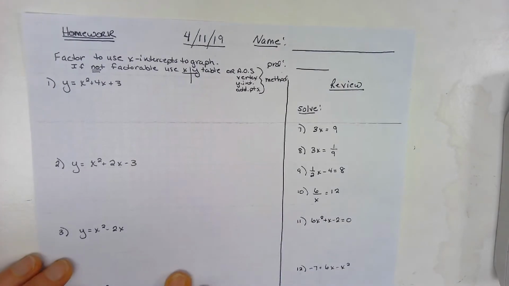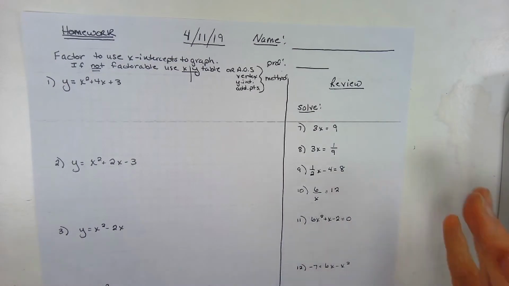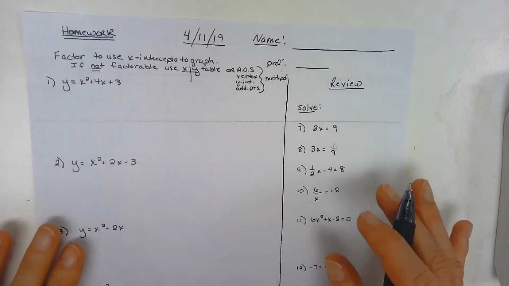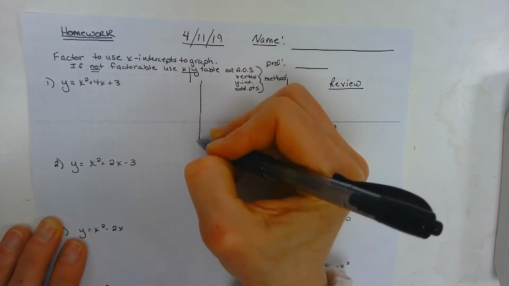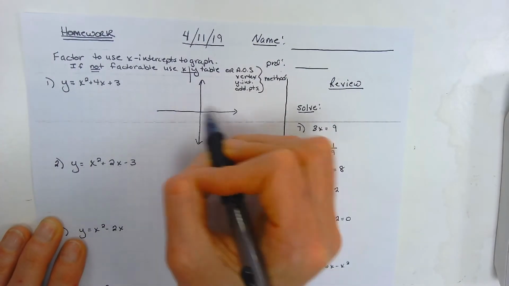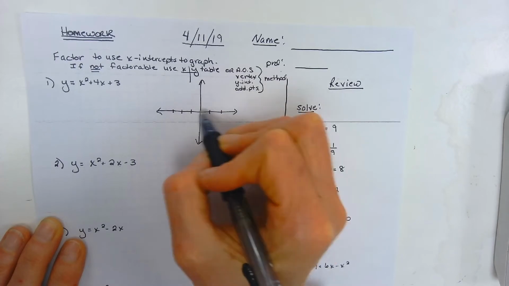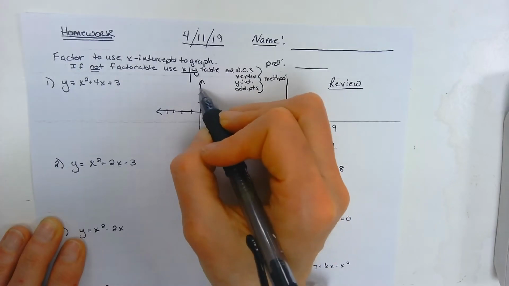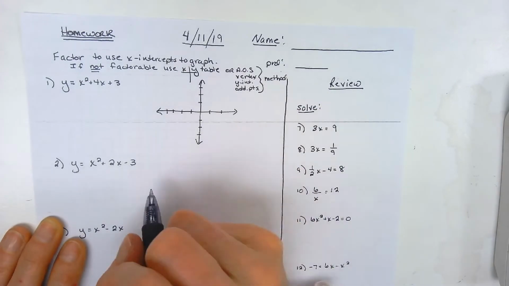Good evening. I'm going to try and make this a quick video just to refresh your memory about how to find the x-intercepts and graph them. So for number one, we learned today that we can graph this quadratic equation by finding the x-intercepts, and then when we find the x-intercepts, we can plot that with the axis of symmetry. I'm getting ahead of myself.